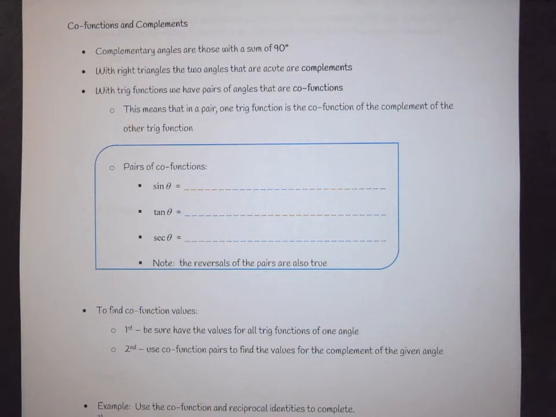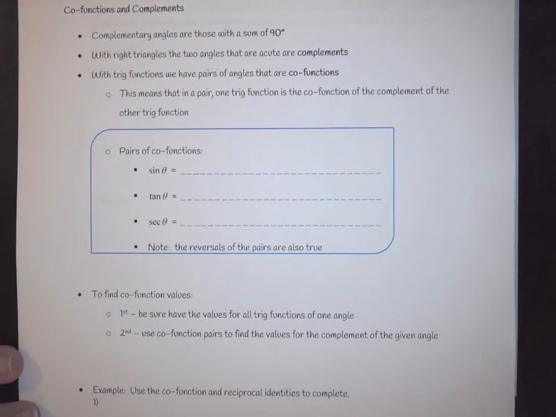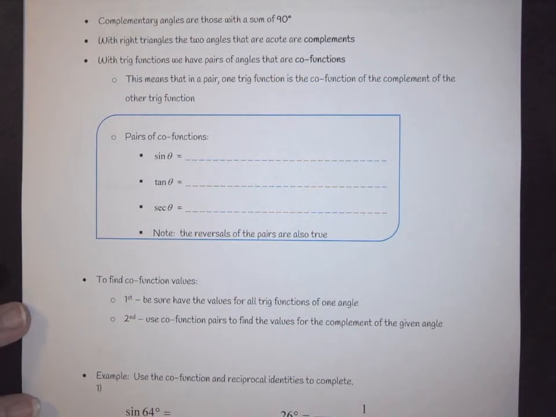The reason why they are complements is because a right triangle means one of your angles is 90 degrees, and the definition of a triangle says that all three angles must add to 180. Now, one of the things we can do with our trig functions is break them into what are called cofunction pairs, which means each trig function has a very special cofunction pair that has to do with complements of other trig functions.